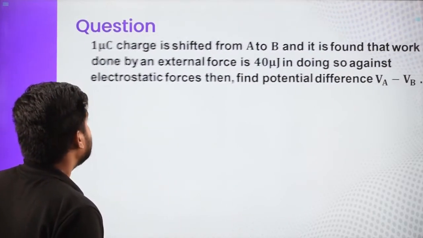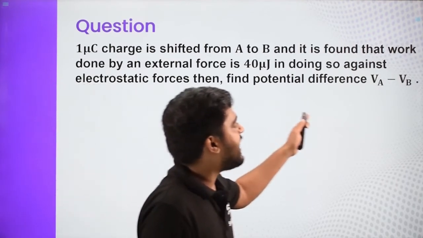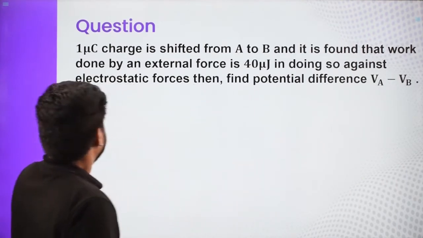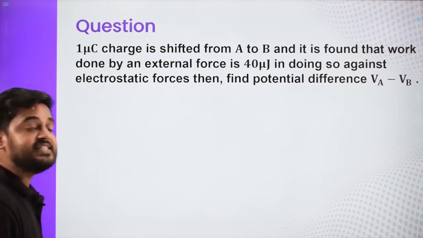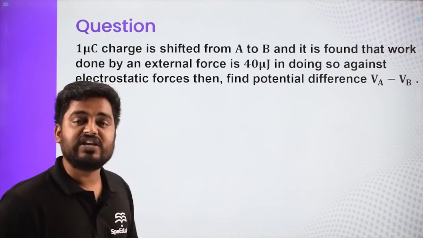Now let us discuss a question. This question says that 1 microcoulomb charge is shifted from A to B, and it is found that the work done by external force is 40 microjoule in doing so. So we need to find the potential difference.